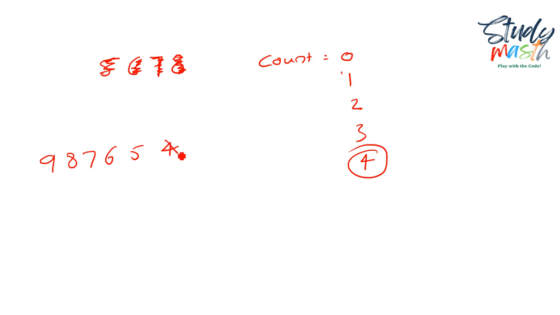Likewise we'll do it for 9, 8, 7, 6, 5, 4. What are we going to do? We remove 4 first. What will be my count value? 1. Then 5, count 2, then 6, count 3, then 7, count 4, then 8, count 5, then 9, count 6.